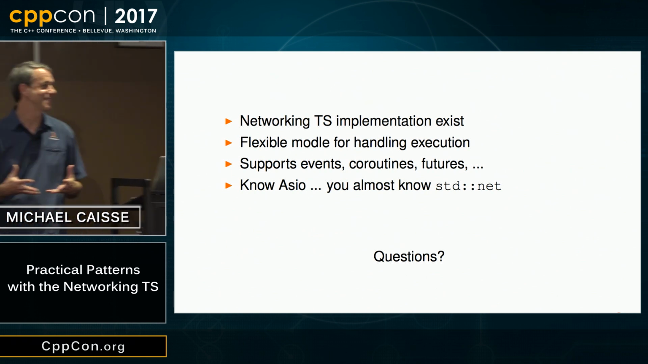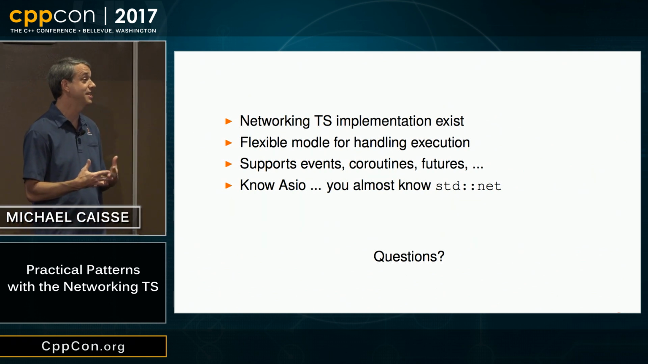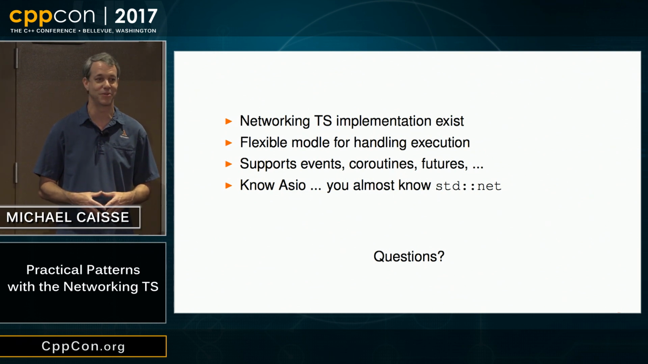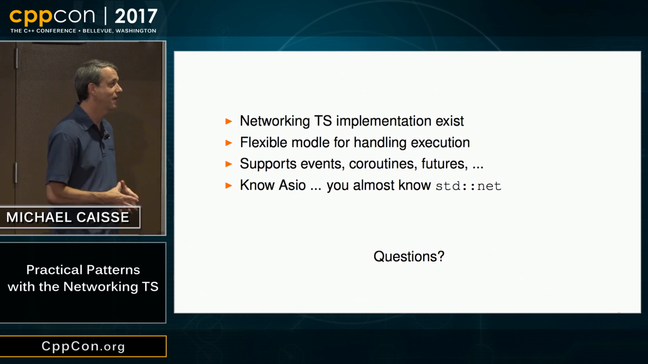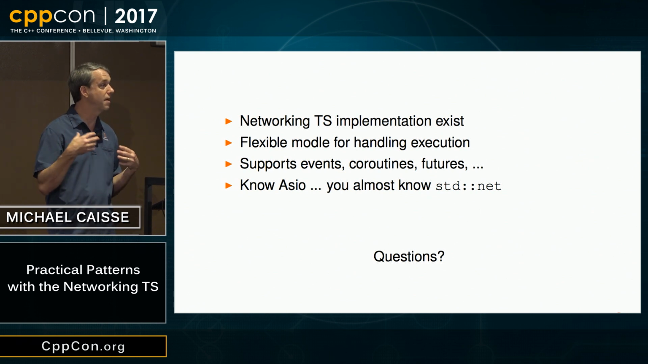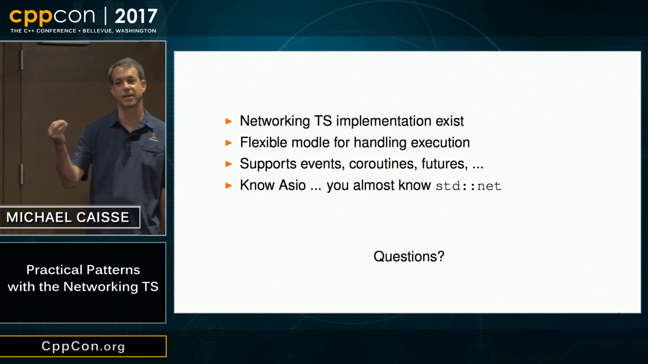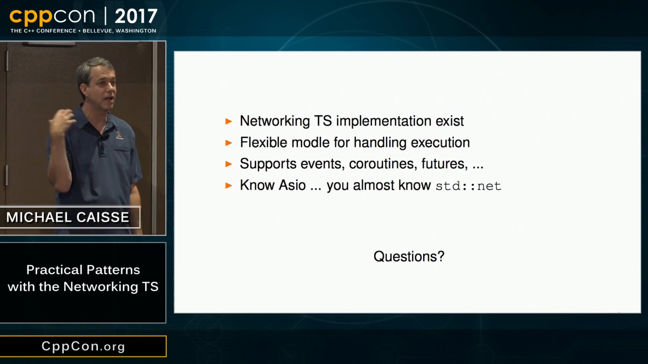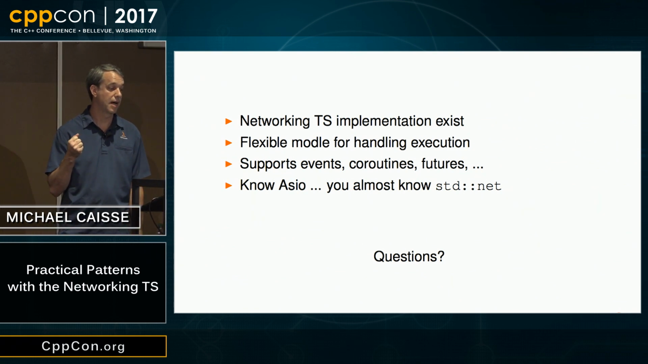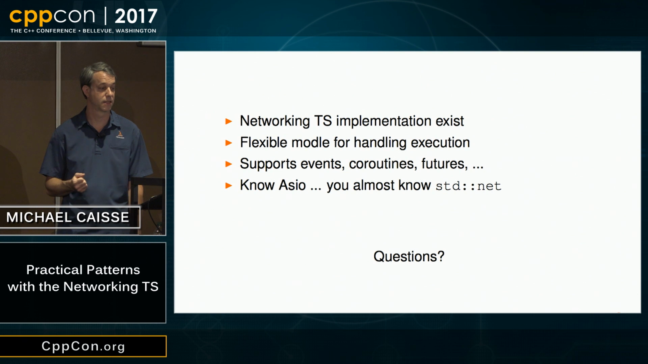All right, some takeaways. The networking TS implementation exists. Go use it. It exists out of the base of Asio, which has been around forever. And so go grab it, play with it, see how it works for you. It has a flexible mode for handling execution, supports events, coroutines, futures, other mechanisms. That completion token that gets passed can be customized for all kinds of very interesting ways to handle your completion routines. If you know Asio, you almost know the networking TS.